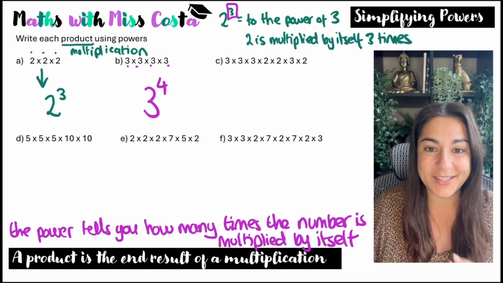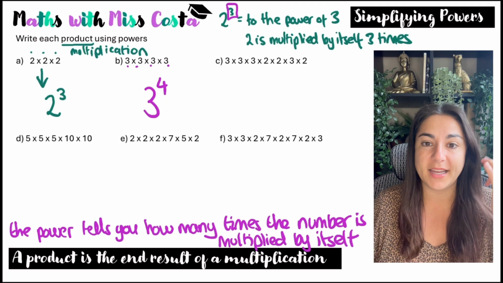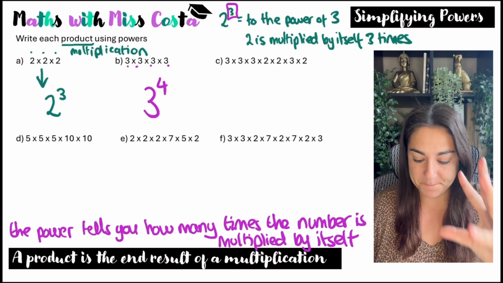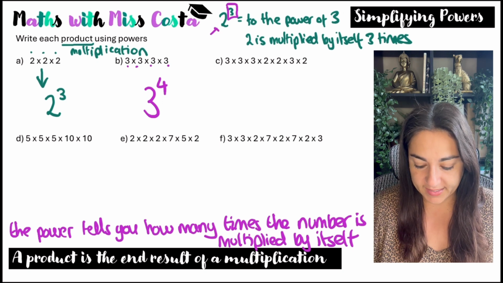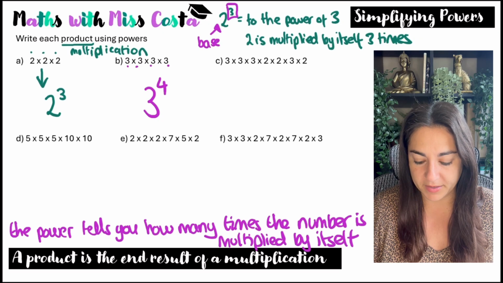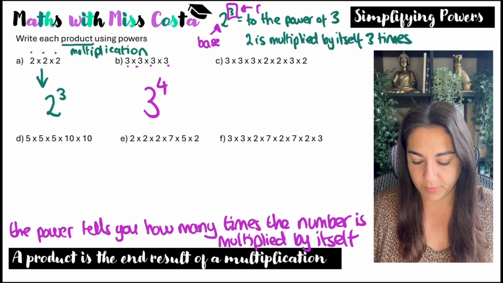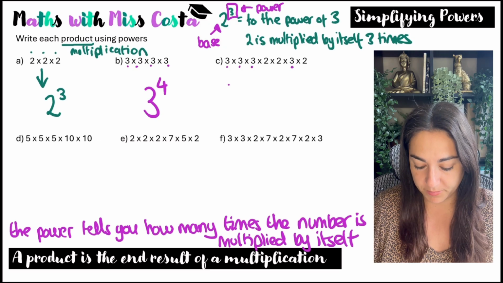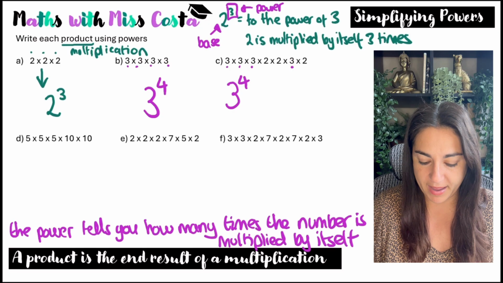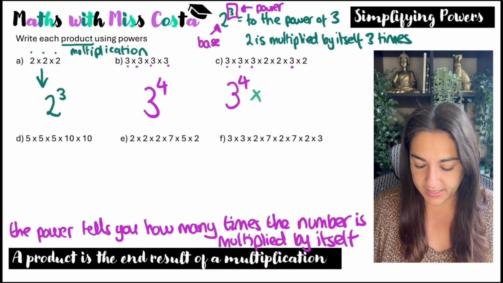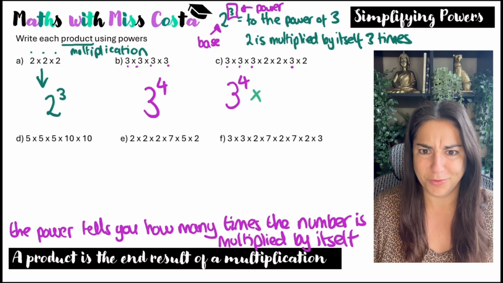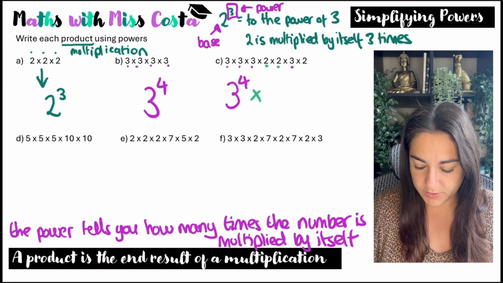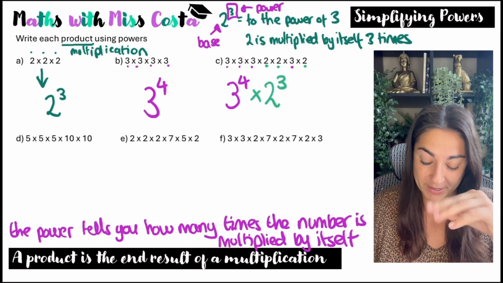Okay, here's where it gets a little bit trickier because I've got 2 different numbers. When you're writing powers, they need to have the same base. So this is the base, which is the big number. That is the power. Okay, so I've got 1, 2, 3, 4 lots of 3 being multiplied by itself. So that will become 3 to the power 4 times by how many 2's do I've got? Do I have 1, 2, 3. So that'll become 2 to the power of 3. So that's how I'd simplify that.